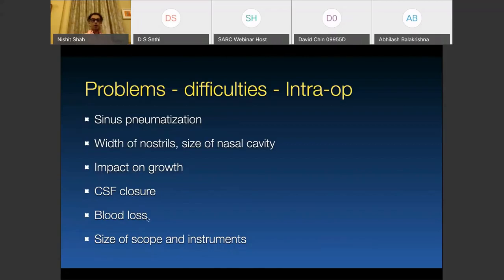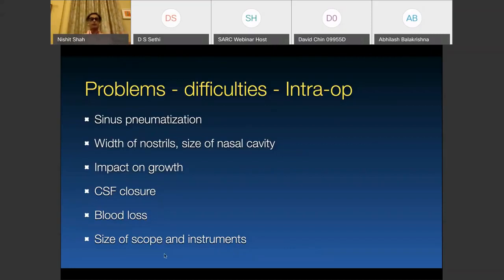Again, with children, especially infants, the quantum of blood in the body is very low. And so even small amounts of blood loss can very quickly become significant. So always watch what amount of blood you're losing, get good hemostasis, and then go to the next step. As against, in an adult, when something is minor oozing or minor bleeding, you can carry on operating and not worry about that. Not so in children.